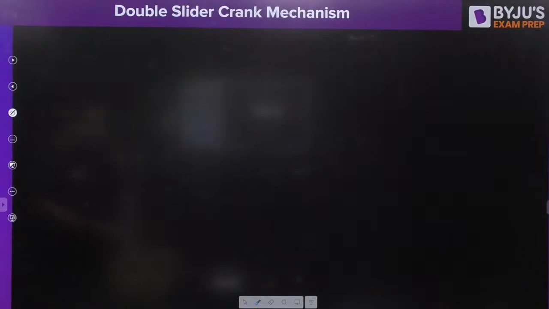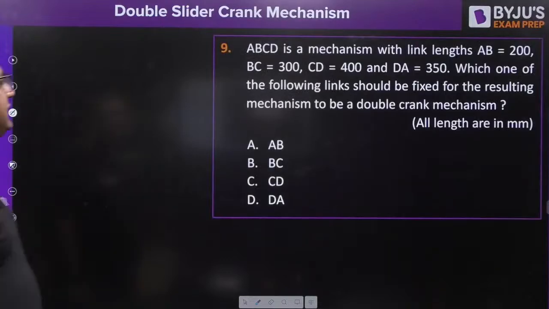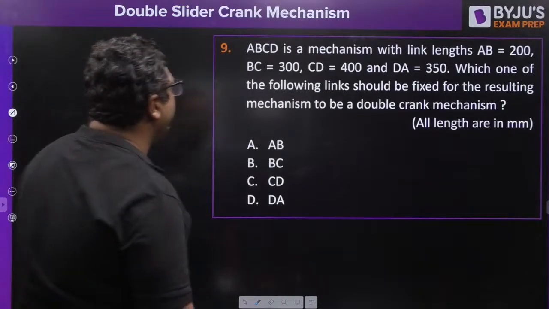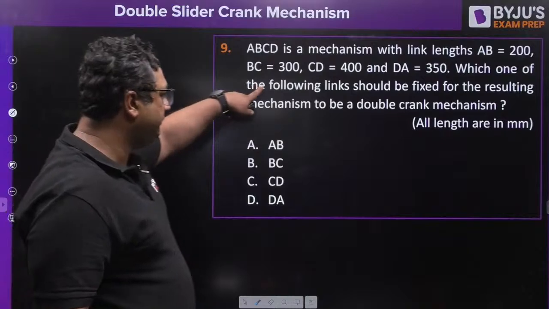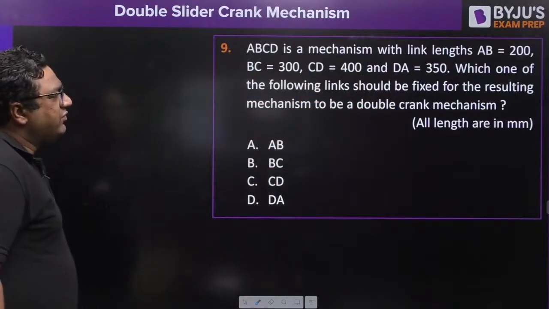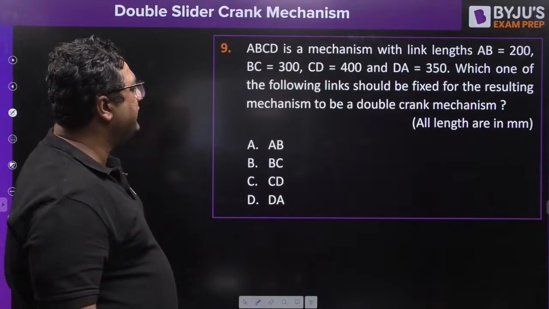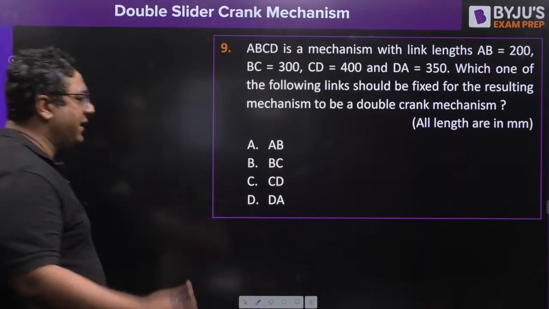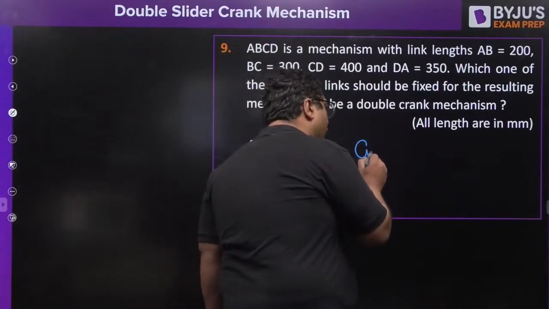So if you see the next question, guys, ABCD is a mechanism with link lengths AB is 200, BC is 300, CD 400, DA 350. Which one of the following links should be fixed for the resulting mechanism to be a double crank? So this is from Gradeup.